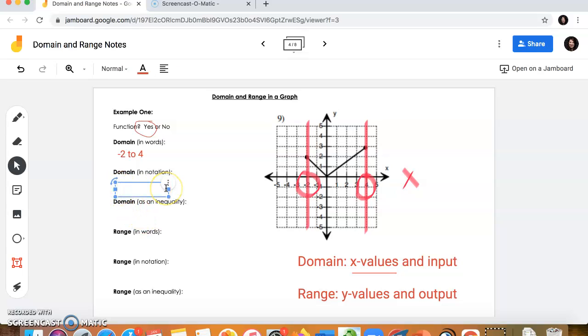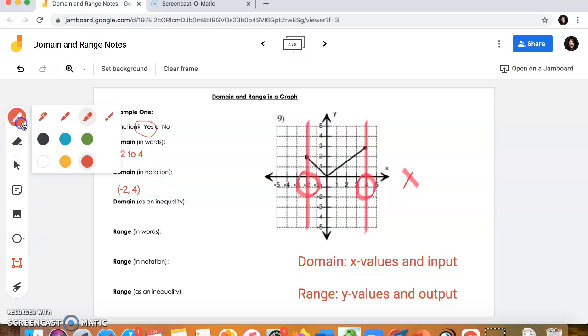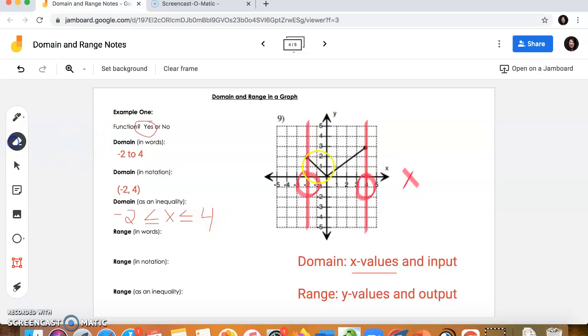Then the way you write that in notation, it's super easy. You just write it as a parenthesis, -2, 4, like that. Really easy. But what's hard about this part, the domain, is you have to write it as an inequality. And so that means you need to write inequality signs like this. And we're going to use x because domain is x. Domain is our x values. And then you put your -2 on the left and your +4 on the right. So that takes a little bit of time to get used to.